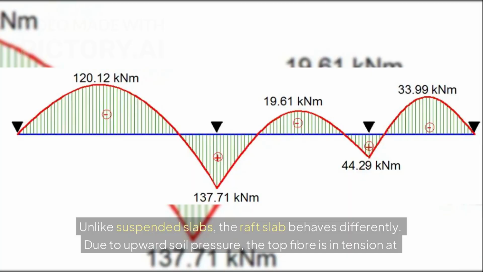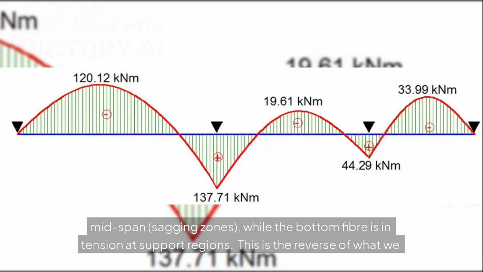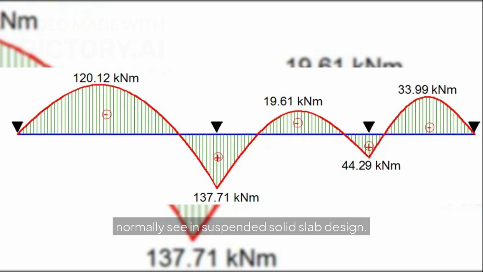Slab behavior, a very important point. Unlike suspended slabs, the raft slab behaves differently. Due to upward soil pressure, the top fiber is in tension at mid-span, the sagging zones, while the bottom fiber is in tension at support regions. This is the reverse of what we normally see in suspended solid slab design.